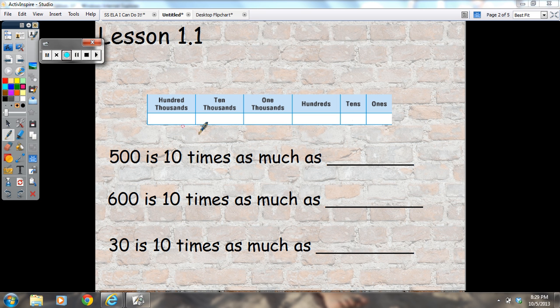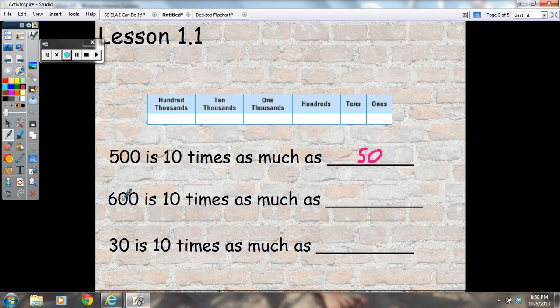Okay, so knowing that, let's take a look at some examples here. Here we have an example that says 500 is 10 times as much as what? Well, we need to take a look at the 500, and we need to think about 500 is going to be 10 times as much as this number right here. So whatever this number is, it has to be smaller than 500, because 500 is 10 times as much as this number. And if we take the number 50 and we multiply it by 10, we know that 50 times 10 gets me 500. Therefore, 500 is 10 times as much as 50.